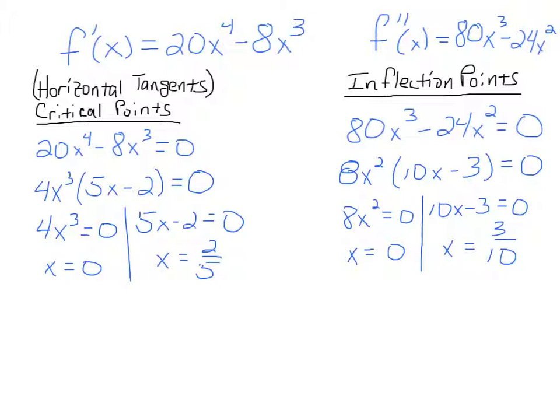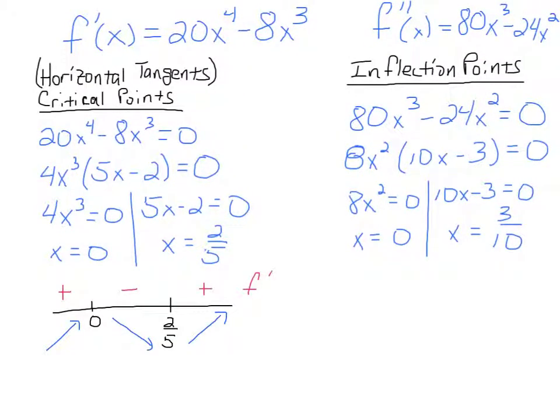In the case of inflection points, we factor out the greatest common factor, which is 8x squared. We have 10x minus 3. And then we set each of these equal to 0. So if 8x squared equals 0, we solve for x, we get x is 0. We solve for x here, we get x is 3/10. And these are the inflection points, you'll see. All right, so let's do a little bit of analysis here.